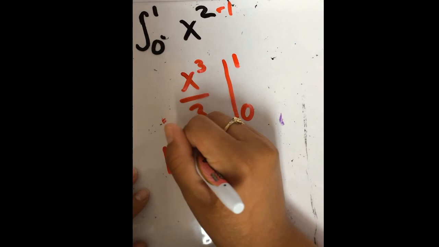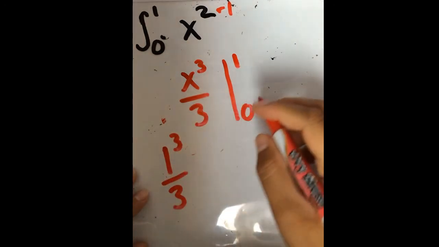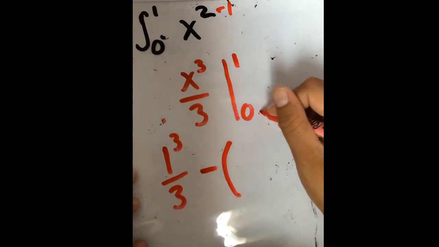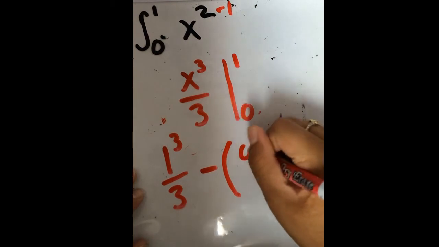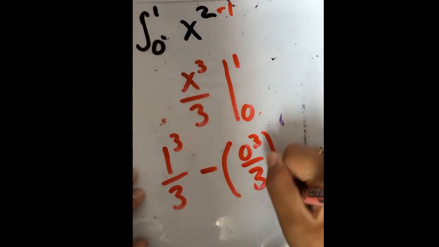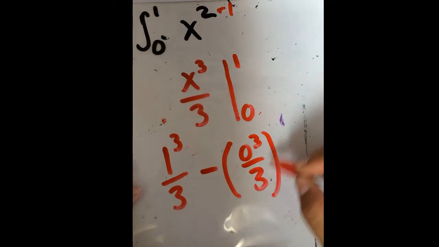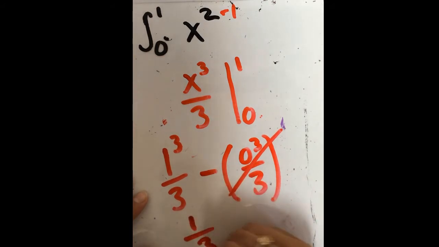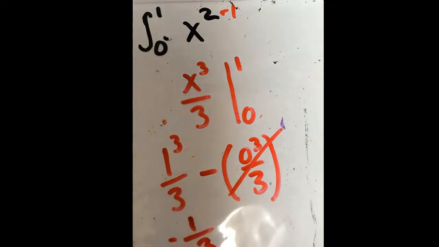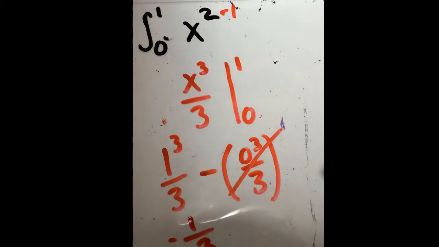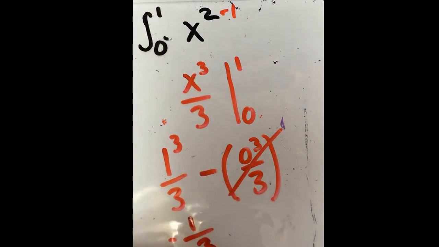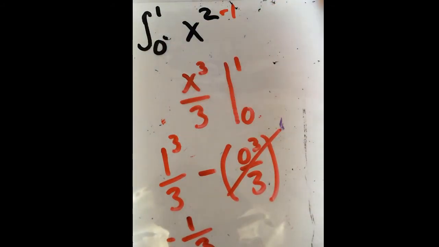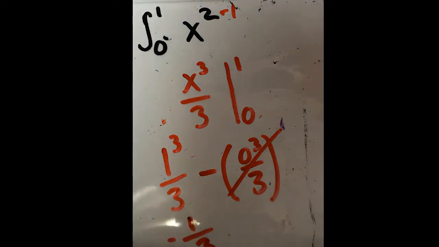So we'll have 1 cubed over 3, and then you subtract when you substitute your bottom bound onto your function, so you get 0 cubed over 3. And then you simplify 0 over 3, that gives you 0. And then 1 cubed is 1 over 3, and that is your solution. And you do the same process for any function that's a definite integral. You just take the antiderivative as we did before, and then in the end you just have to substitute your bound.